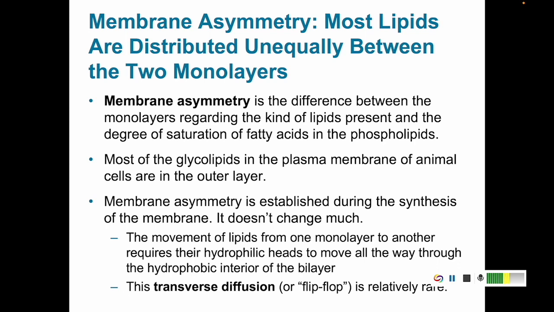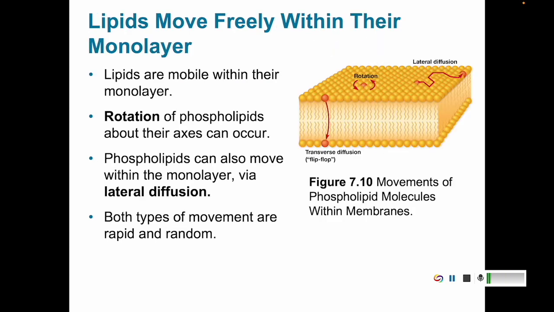So transverse diffusion, or flopping from the exterior side of the membrane to the interior side of the membrane, is a pretty rare thing. It can occur, it does occur, but it doesn't occur a lot. So lipids are mobile within their monolayer. They can rotate, so this little phospholipid is spinning around. There can be lateral diffusion. This phospholipid has moved over here, then moved here, just kind of moves around.